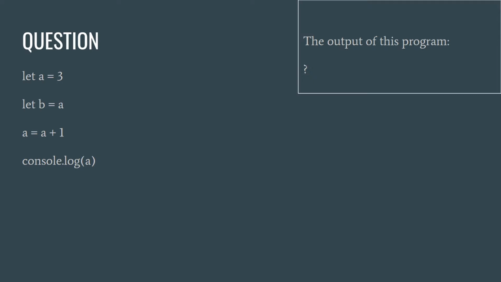Here is a question for you, the audience, to find out if the material we just saw actually got absorbed. So we have a program with 2 variable declarations. And then on the third line, I have an assignment, a equals a plus 1. And finally, a console log a. So the variable a initially is 3, but because of line number 3, it becomes 4. So the correct answer is 4.